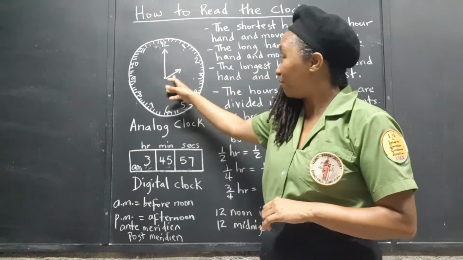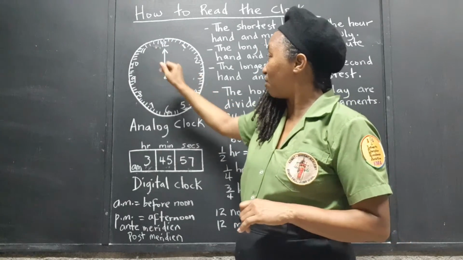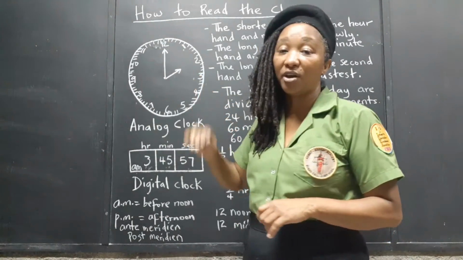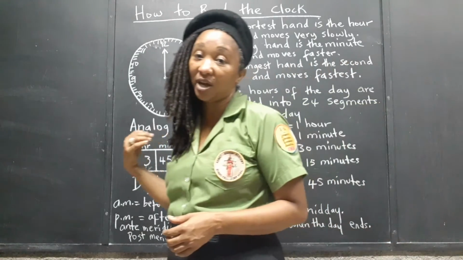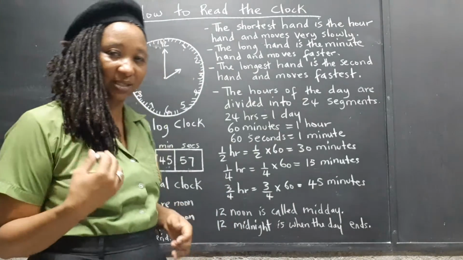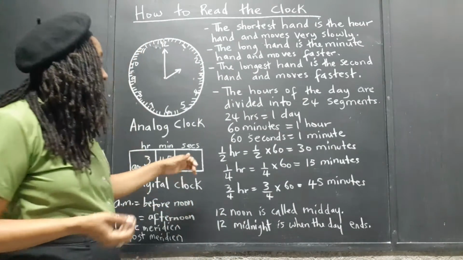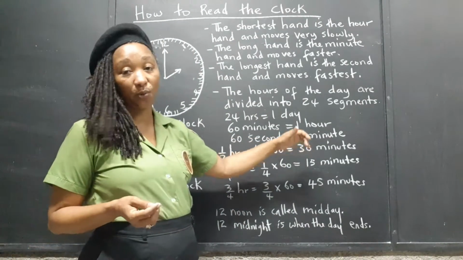When did he move? By the time it goes back all the way around, he has gone to another hour. The second hand now, you're going to see him moving. He's brisk. He moves fast, right? And there are 60 seconds also in 1 minute.